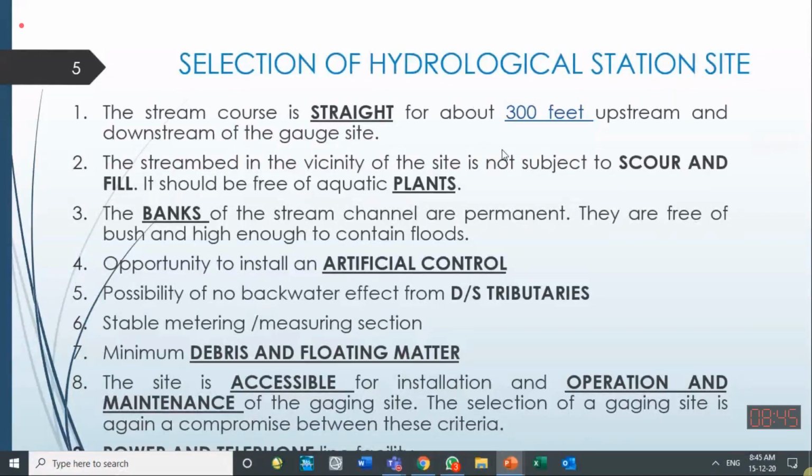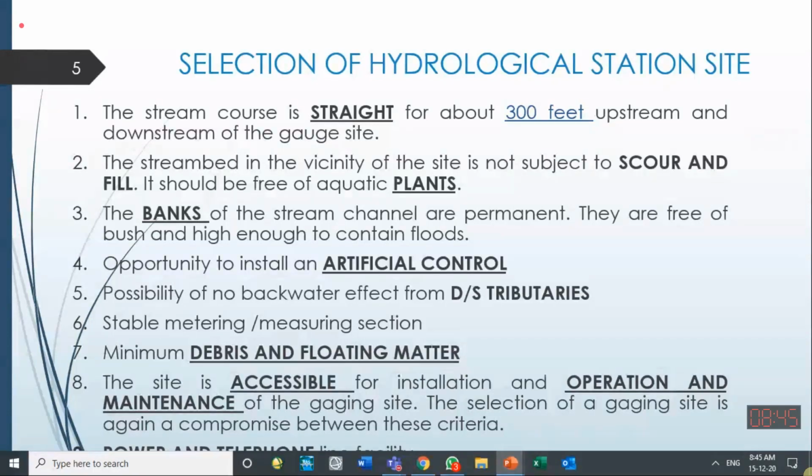When you are selecting a new stream gauging station, the stream bed in the vicinity of the site should not be subject to scour and fill. What does it mean? That is sedimentation and deposition; we are calling it scour and fill. Over the year, that cross section should not be subject to considerable deposition of sediment or erosion of the sediment from there, and that will change the bed level of that section.